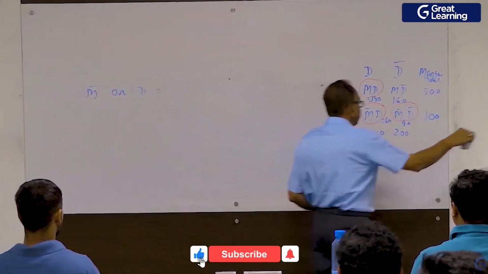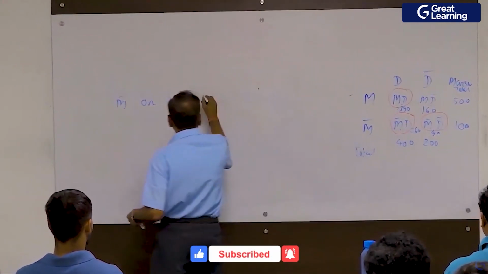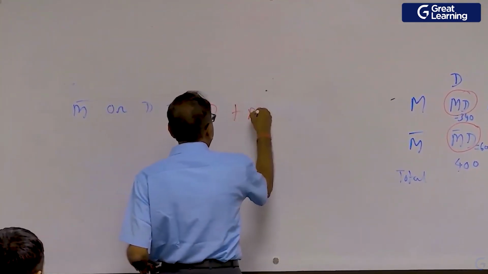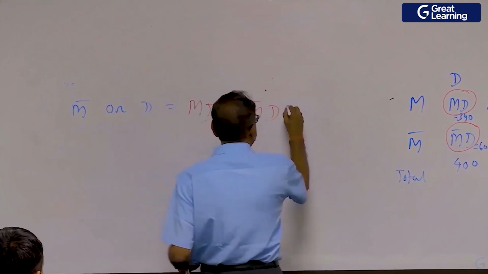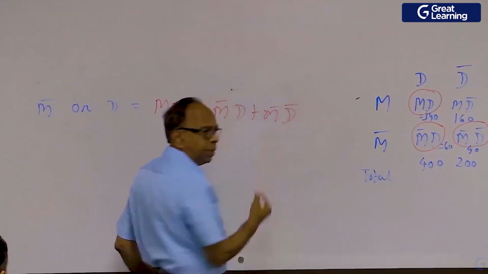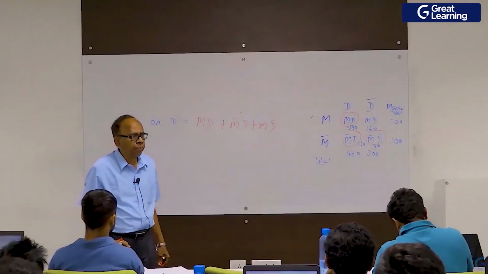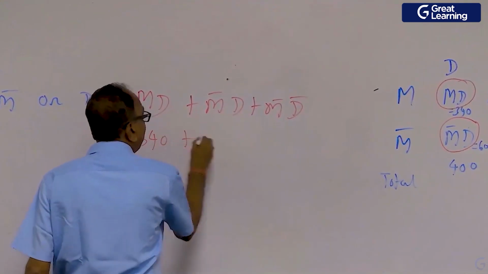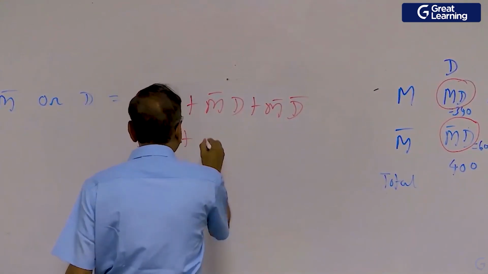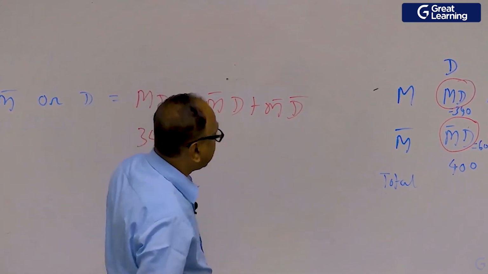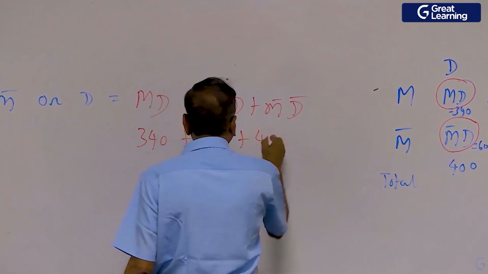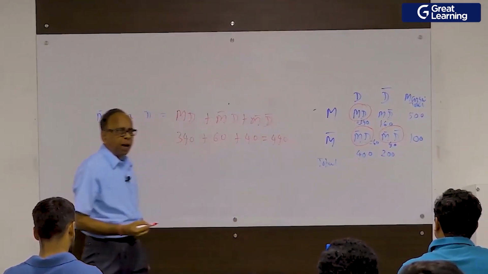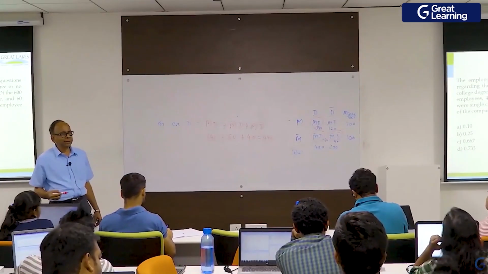From the table, both M and D is a possibility. Then M bar D, then M bar D bar. Only these 3. Yes or no? Now what is MD? 340. What is M bar D? 60. What is M bar D bar? 40. So this is equal to 440. Hence the probability is 440 by 600.